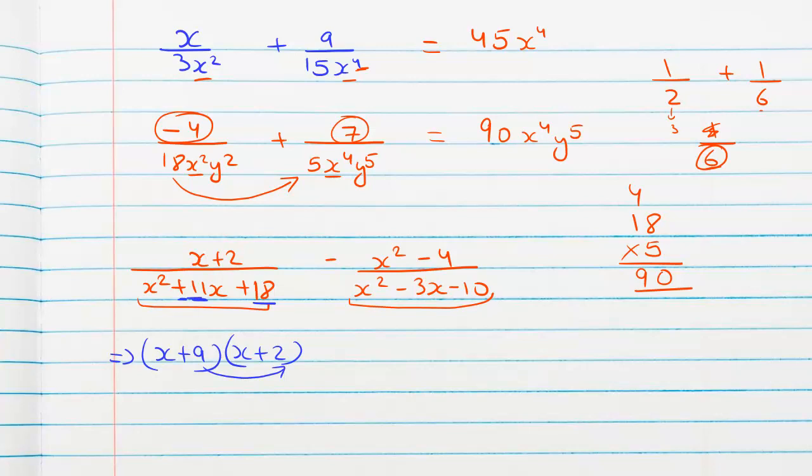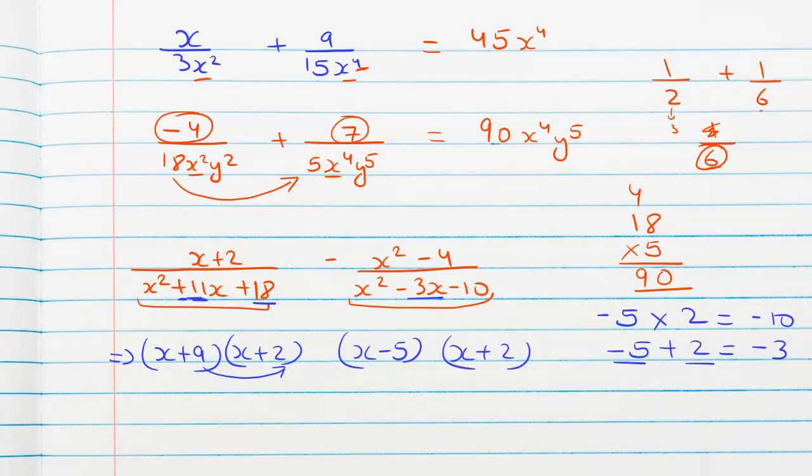So for the second term we need two numbers that when we multiply we get negative 10, and the sum should be negative 3. You can think of negative 5 times 2, that gives us negative 10, and negative 5 plus 2 gives us negative 3. So the answer for this one is negative 5 and plus 2, that is x minus 5, x plus 2. And now you can see what is common already. Well, x plus 2 is common. What is not common will be multiplied, such as x plus 9 and x minus 5. And that is our answer for this one.